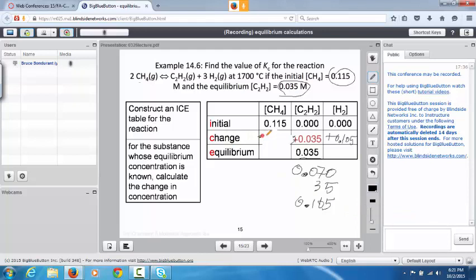Minus 0.070, and now we take 0.115 minus 0.070, so 11 minus 7 is 4, so it's 0.045 for CH4. And this is 0.035, and of course this is 0.105. So we could calculate then KEQ.